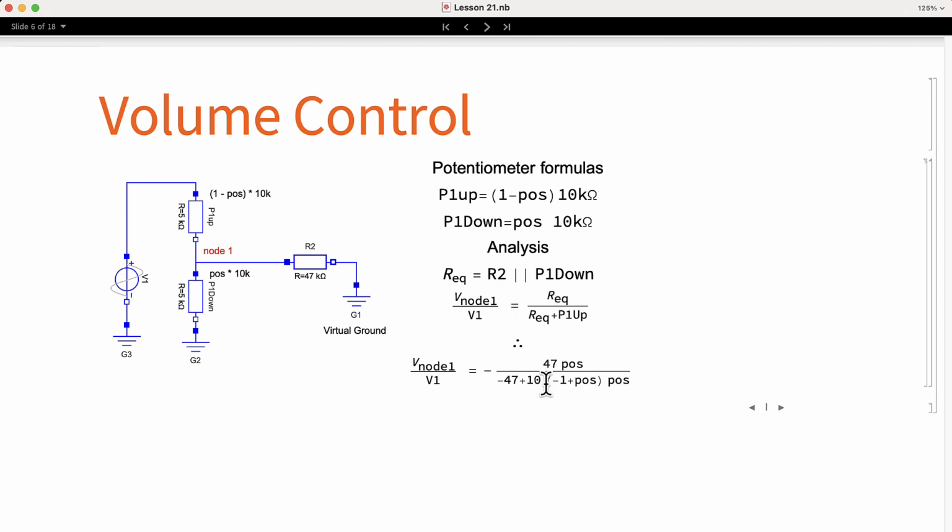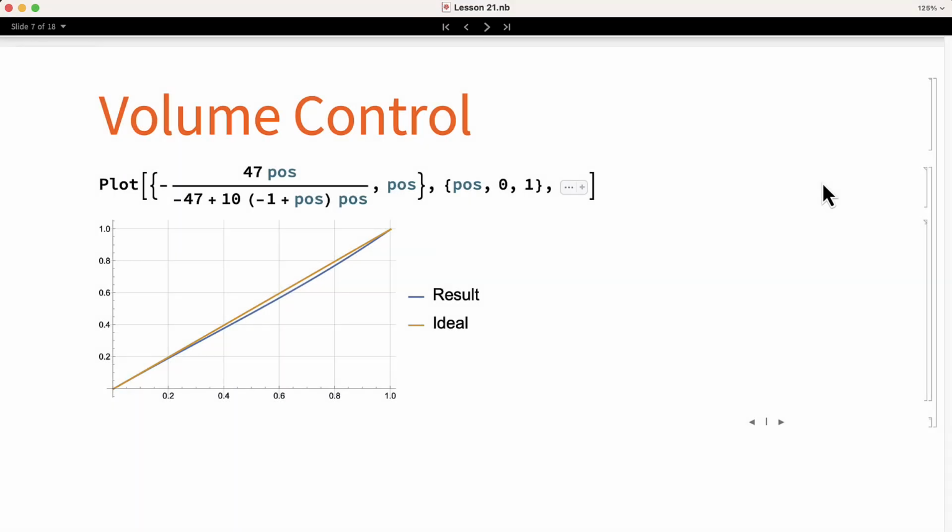Let's create a plot to see what's the gain of the circuit depending on the position of the potentiometer. Here we can see a plot with the gain of the volume control circuit compared to the ideal response. In this case, I wanted to have a linear response. That way, when the potentiometer is at 12 o'clock, the gain should be 0.5. We can see that the control is not perfectly linear. However, the result is good enough for this circuit.